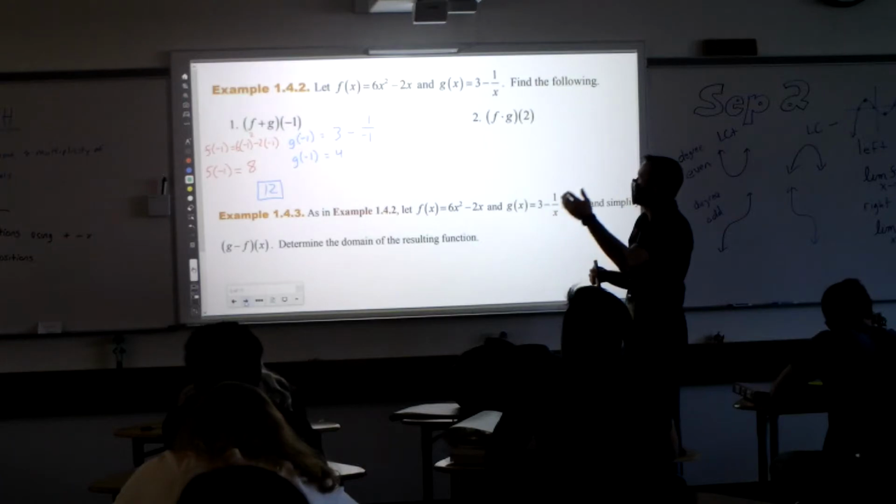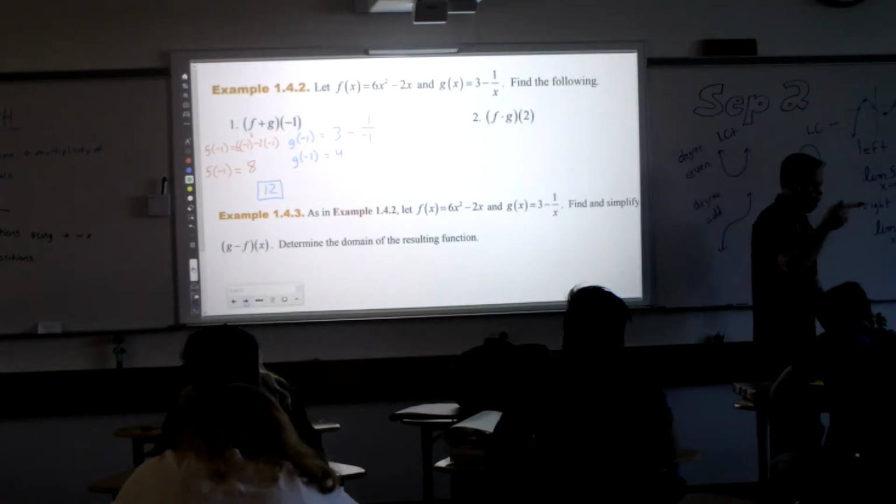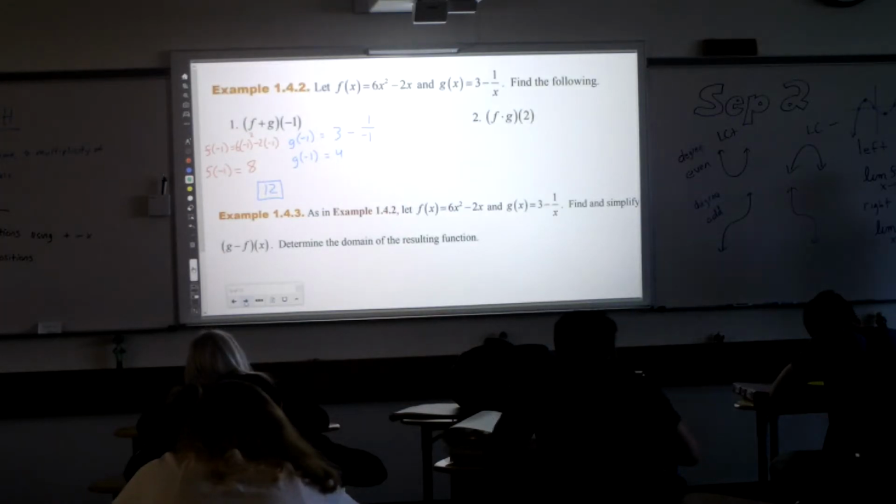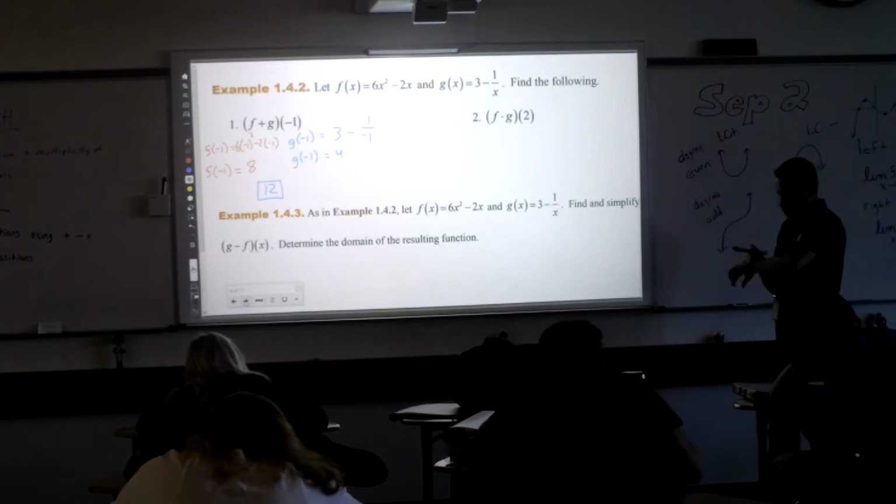Let's do f of 2, g of 2. I'm going to give you guys a quick head start, see if we can get the same thing. But plug in 2 to f, plug in 2 to g, and then you'll multiply those together. Give you 30 seconds.